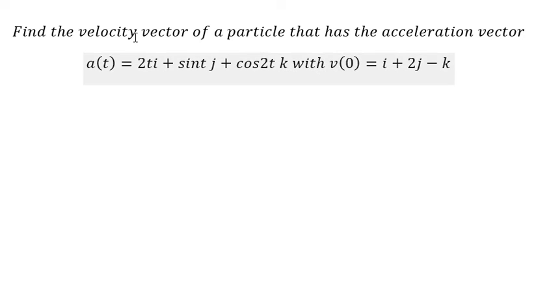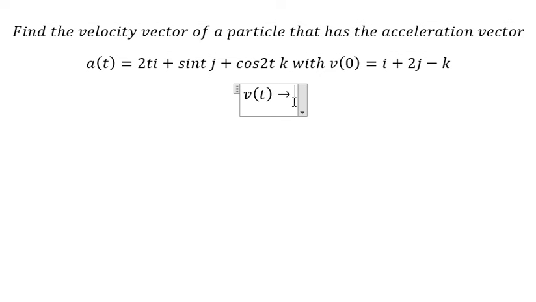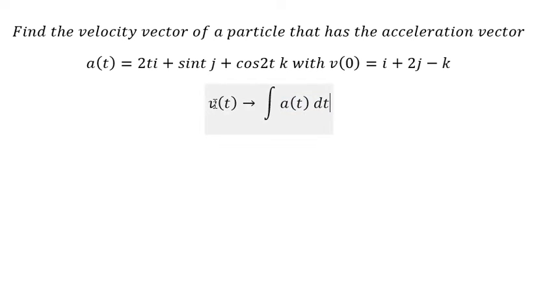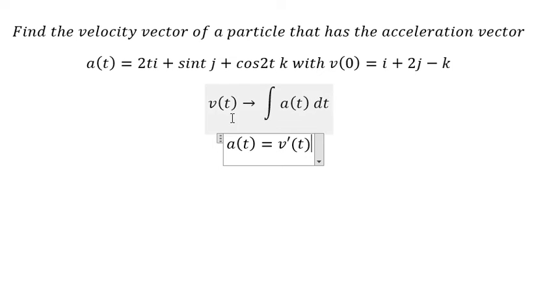We know that if we want to find V(t), we need to do the integration of it here, because we know that it is the first derivative of V(t). So if we want to find the function V(t), we need to put the integration on both sides.